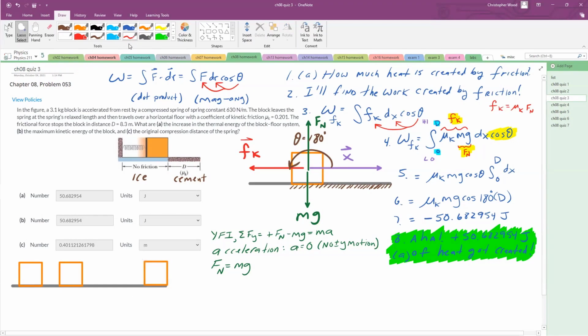Okay, so I'm going to call this energy state A, energy state B, energy state C. And again, this is my friction. This is when my block encounters friction. From there to here, all of this is frictiony. This is my sticky surface. This is my rough cement surface.